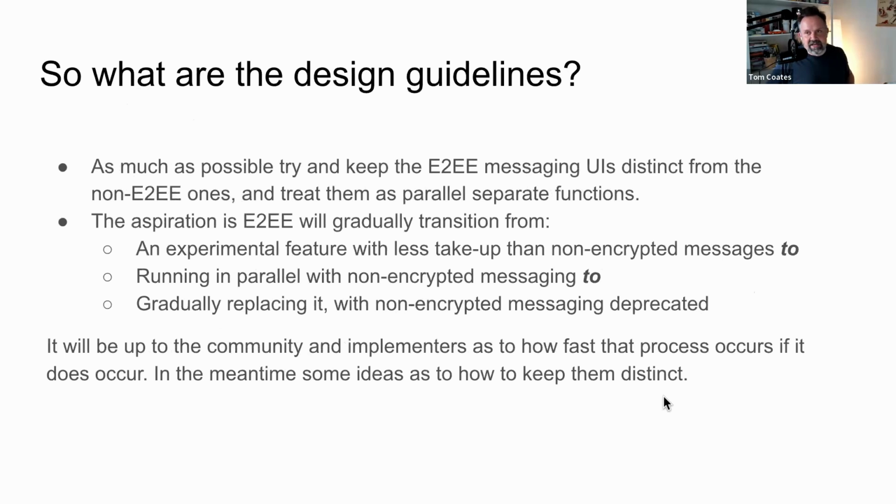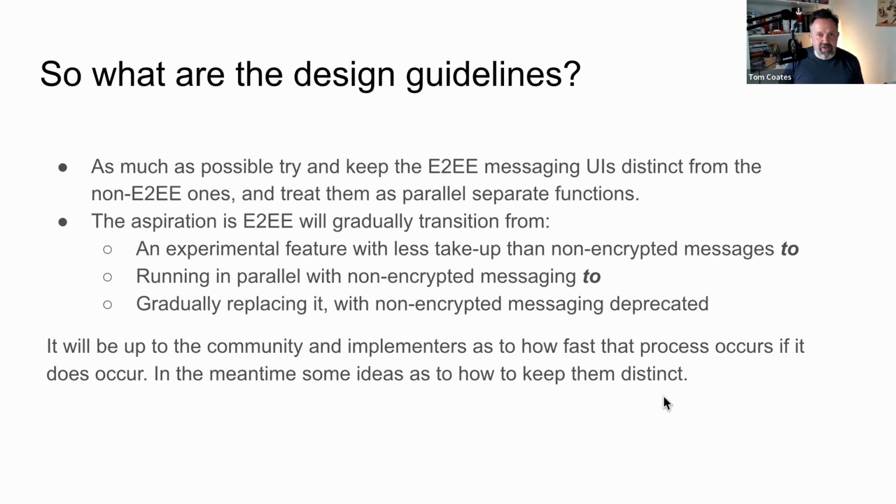So the design guidelines here are pretty simple. They are, as much as possible, try and keep the end-to-end encryption messaging UIs distinct from non-encrypted ones, so there isn't confusion. You choose to look at your encrypted messages or your unencrypted messages. You choose to send an encrypted message that will only be received by people who can receive encrypted messages. And the goal here is to go from a transition where initially this starts off as an experimental feature where, depending on who takes it up in the community first, it's not used as much until there's more critical mass, gradually getting to a place where it runs in parallel and eventually replacing it.